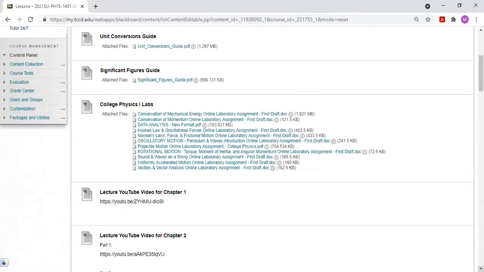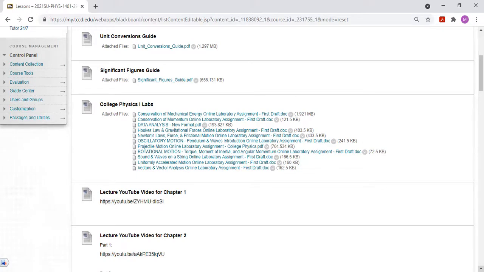Normally when we meet face-to-face, we have labs that are ordinary labs. The class is called physics, which means it's physical. But again, with this pandemic, we've had to resort to using physics simulations. And so the simulation labs are from the University of Colorado. They're called the PhET simulation labs. With the exception of the data analysis lab and the vectors lab, all the other labs are going to be simulations.